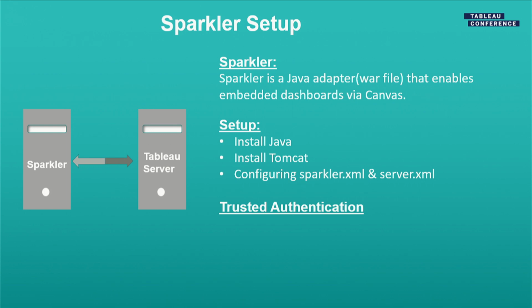The sparkler.xml file and the server.xml file are the two main files of this configuration. After you have done this whole integration and you find some issues, mostly it's the sparkler.xml file, which we will look at in the coming slides, that is the issue. Also, the Sparkler machine needs to be a trusted machine on the Tableau server. You need to add it as a trusted machine using wgserver.trustedhosts.